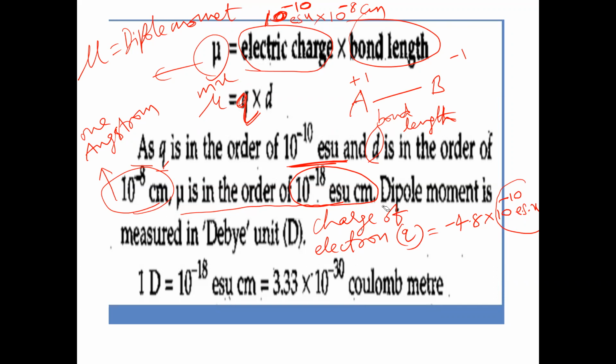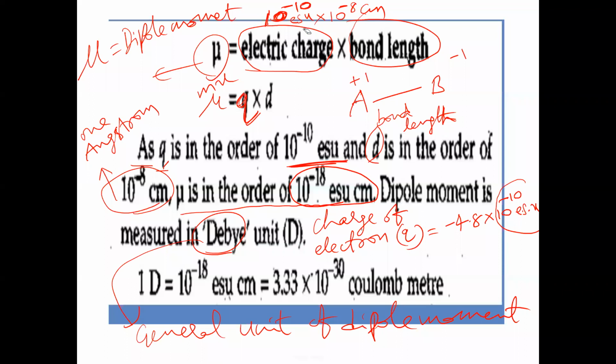Now, dipole moment is measured in which units? Debye. Debye is the general unit of dipole moment. Capital D indicates Debye. And normally we use ESU into centimeters in the CGS system.